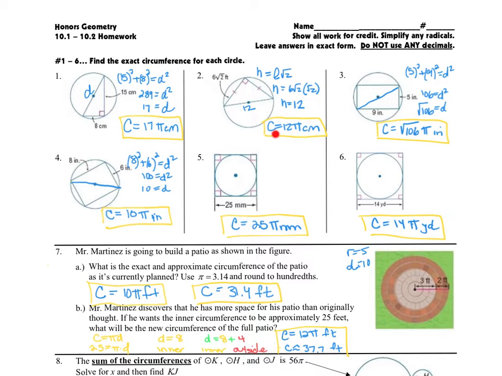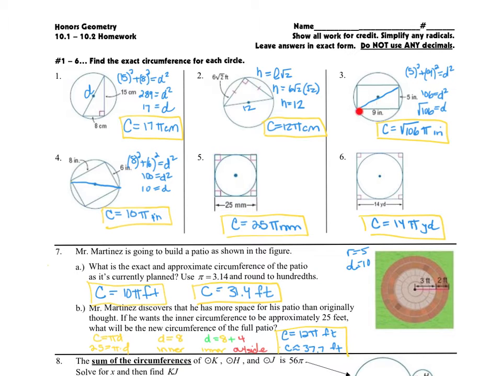The circumference is going to be the diameter times pi. So 12 pi, and our units here are centimeters. Sorry, our units here should be feet. So please correct that. Number 3, we have a rectangle inside of a circle.